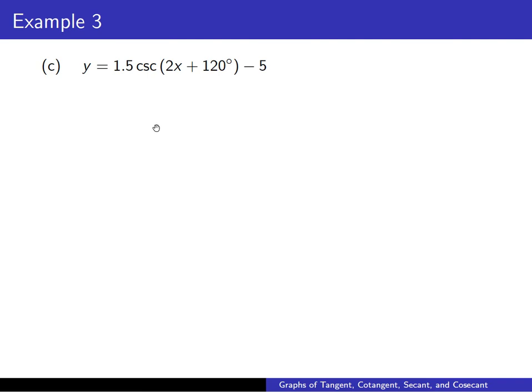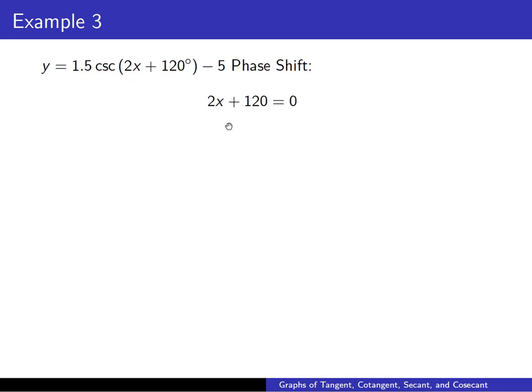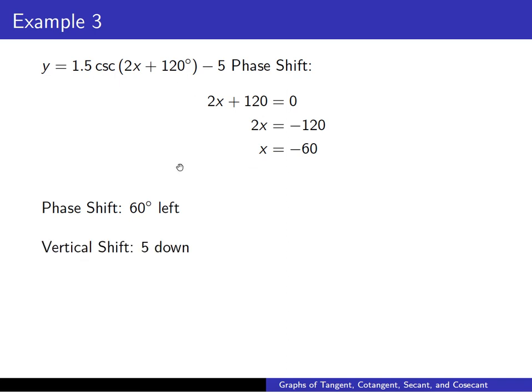Example 3, 1.5 cosecant of 2x plus 120 degrees, minus 5. Again, no amplitude. We take 360 degrees divided by, this time, 2 to calculate the period. So we have 180 degrees, or pi radians. For the phase shift, we set 2x plus 120 equal to 0. Subtract 120, divide by 2, and we get negative 60. So, again, shifting 60 degrees to the left, followed by a vertical shift of down 5 units.